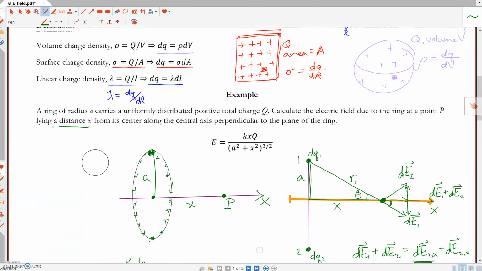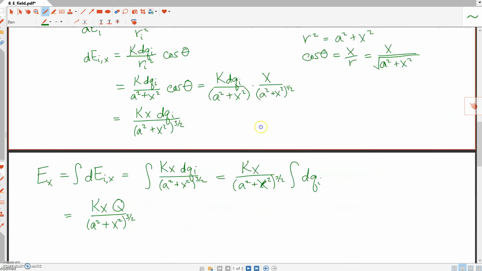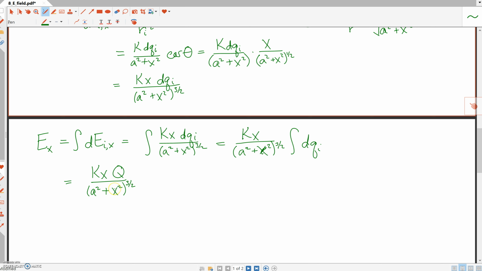Let's take a look. Oh, look at that. That is exactly what I was expecting to get here. This is the electric field at a point P from the center of a ring of charge, right? So some x distance away from the center of a ring that is uniformly charged with charge Q. Done. That points in that direction, to the right.